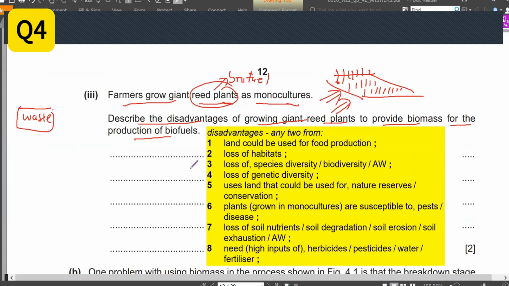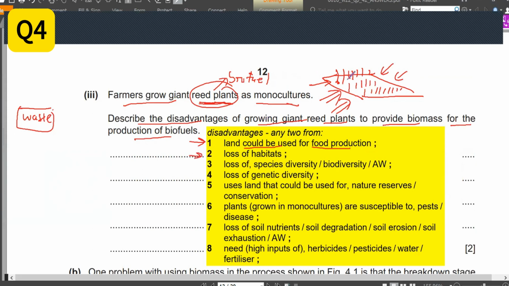So some of the problem is we use up this land to plant these reed plants, but the land could have been used for food production. So this could be a bad thing because we occupy this land for the reed plants. This plot of land could have been used to plant food. So that could be a bad thing.